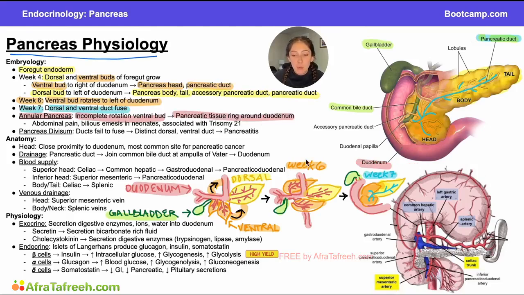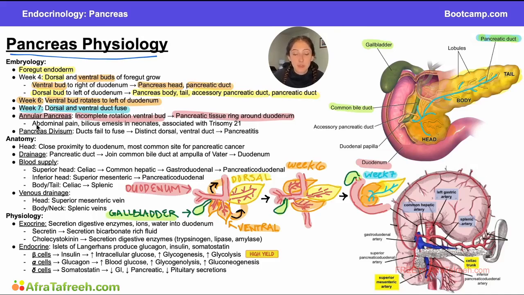So if you look down here, around week 6, where we have this rotation of our ventral bud, if it doesn't completely rotate, then you're going to have pancreas on the left side of the duodenum and pancreas on the right side of the duodenum. And that's going to create a ring of pancreatic tissue that is around your duodenum, and it's kind of strangling your duodenum, if you will. That is why, when we are strangling this duodenum, the presentation for annular pancreas is going to be really similar to duodenal atresia, because basically you've created an obstruction in that duodenum that's very similar to if the rest of the duodenum just hadn't formed.